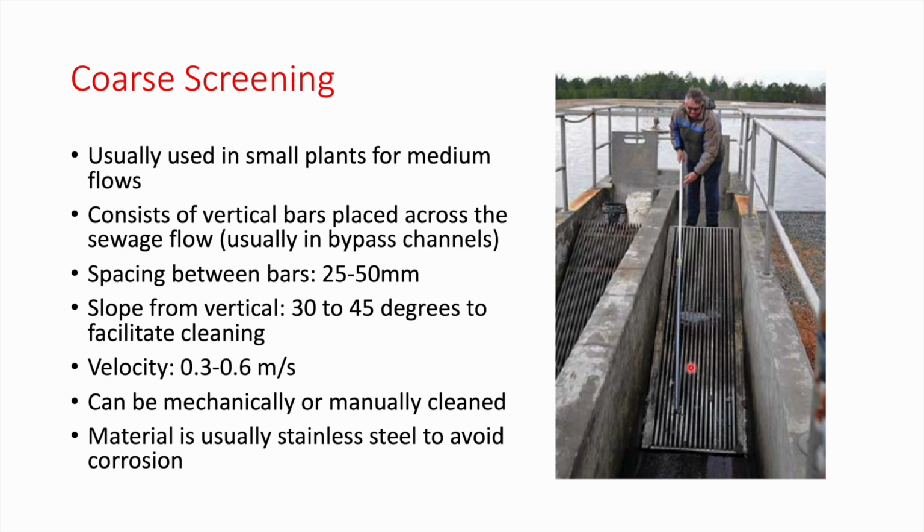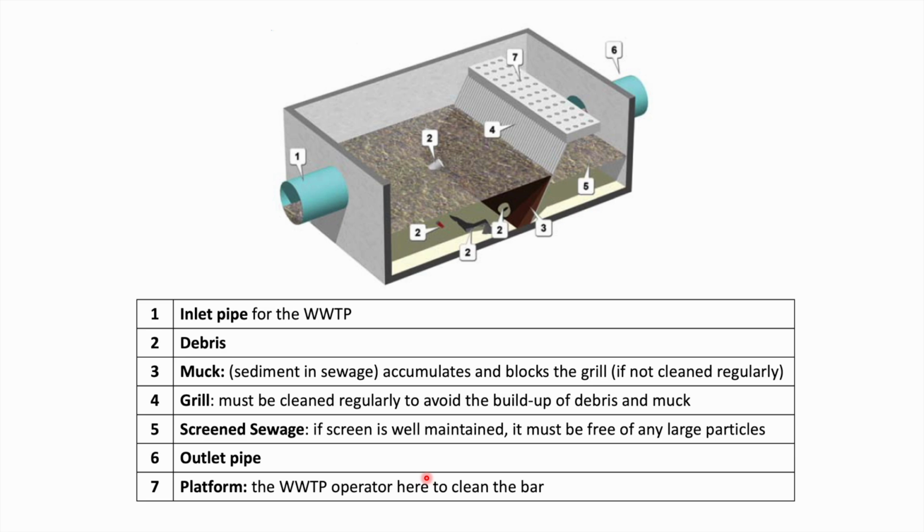Consider a slope of 30 to 45 degrees and a good spacing between the bars, and use a good material to avoid corrosion, such as stainless steel. So don't complicate things when you are designing a coarse screen. The process is very simple.